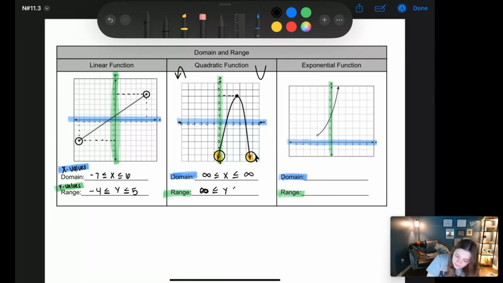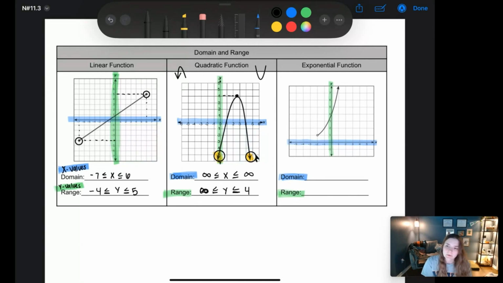At 4. Now, there's not a point there, but the graph is closed because it stops and then it goes down the other way. So it is closed, so you're going to put a line under there because it's also equal to that point, 4. Okay? All right, now let's look at our new one, our exponential function.